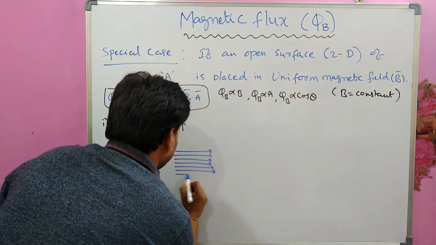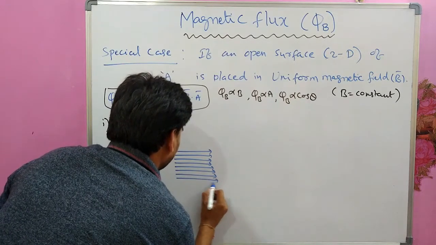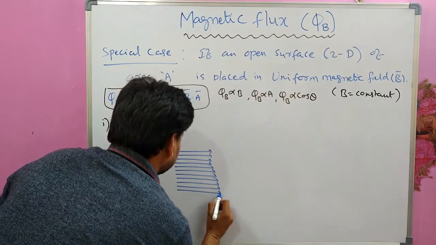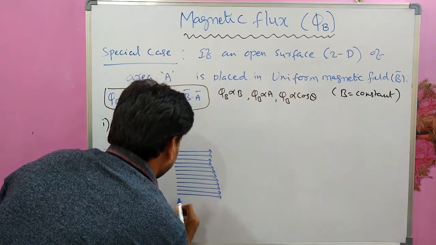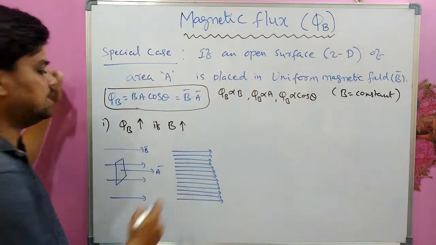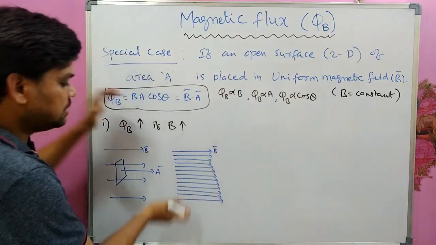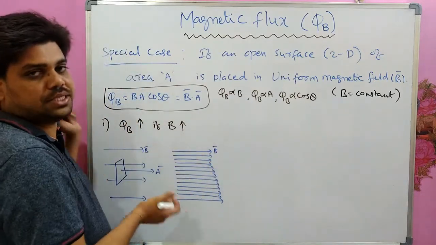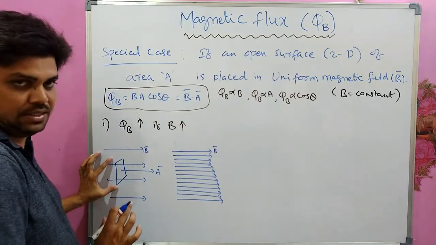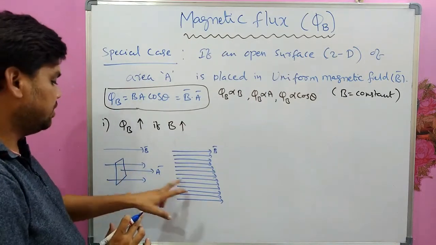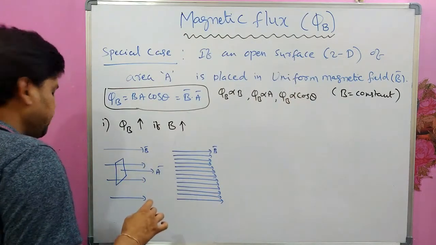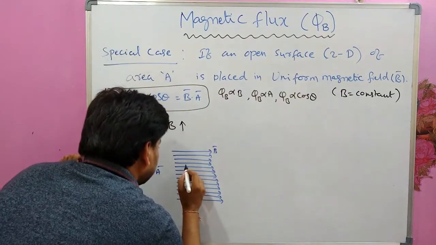Whenever the magnetic field lines are closer, then the magnetic field strength is more, the stronger the magnetic field. Remember. So here the magnetic field is now increased because the magnetic field lines are closer to each other compared to this. And now I am taking the same surface of the same area placed in this magnetic field. Same area, same surface.